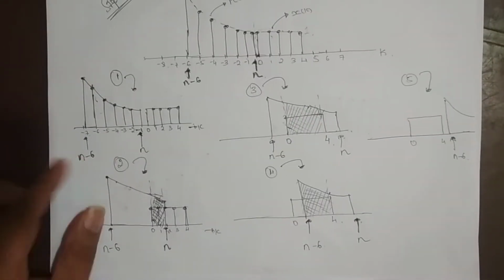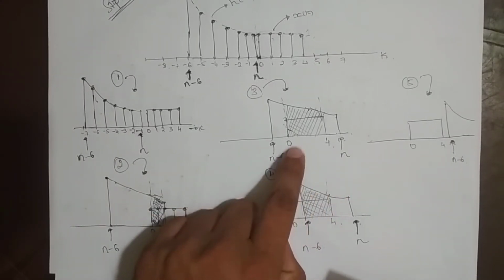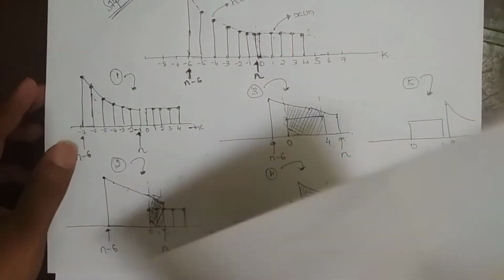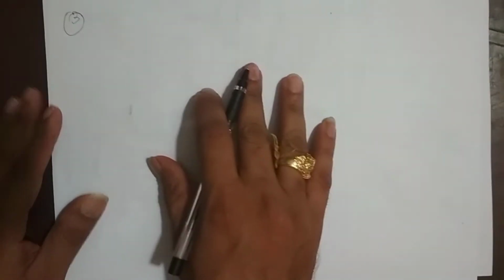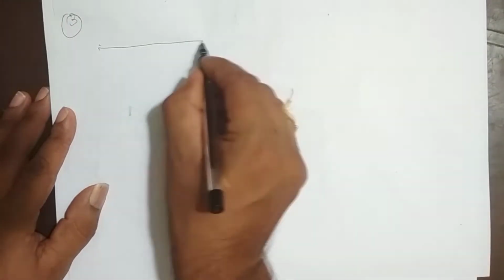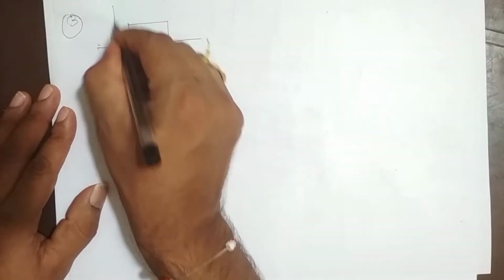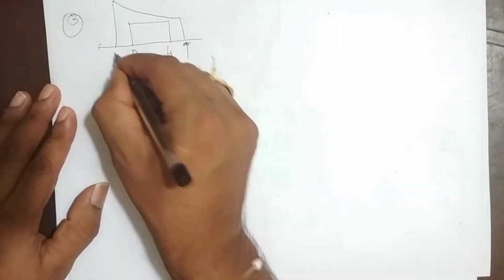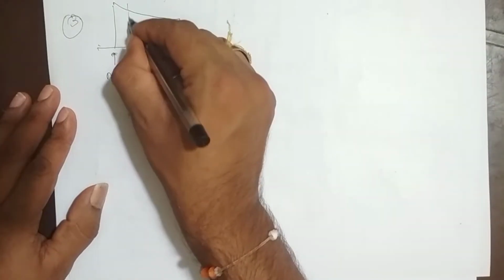So case 3 is when n minus 6 and n are out of range of 0 to 4, right? So it is like this. Case 3 is something like this. This is 0 to 4, and this is n, and this is n minus 6, right? And this is k.